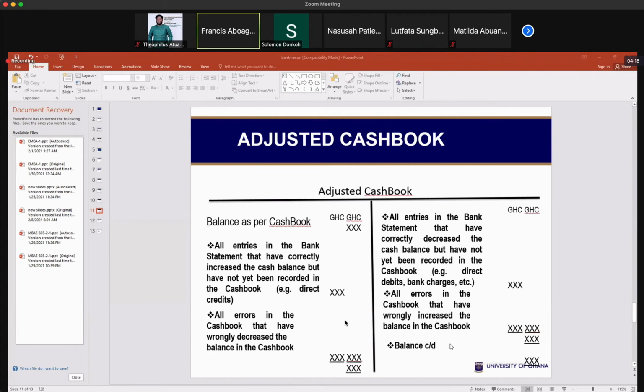So remember that all assets have debit balances, okay? But for the bank account, it is possible that you may overdraw your account. So if you overdraw your account, then it means that the totals of the credits will be more than the totals of the debits. So if the totals of the credits are more than the totals of the debits, then the balance carried down will be at the debits. So if you have the balance carried down at the debits, it also means that it is an overdraft.